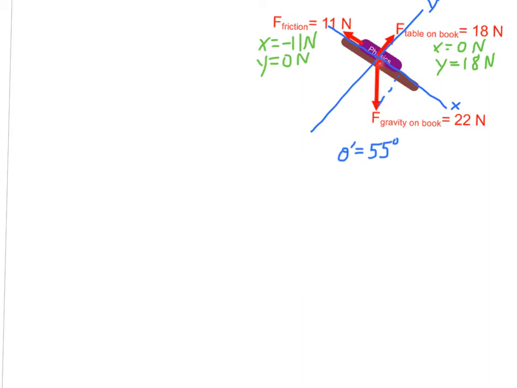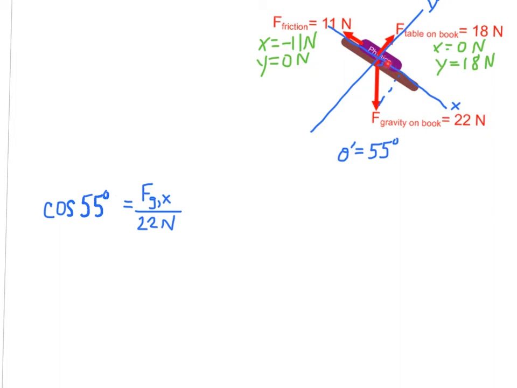I have this force vector is 22 newtons. I would like to know my x component of that vector and my y component. This line is drawn to be 90 degrees to the x-axis. So I can set up some of my little trig functions to figure out what the x component is for this force.